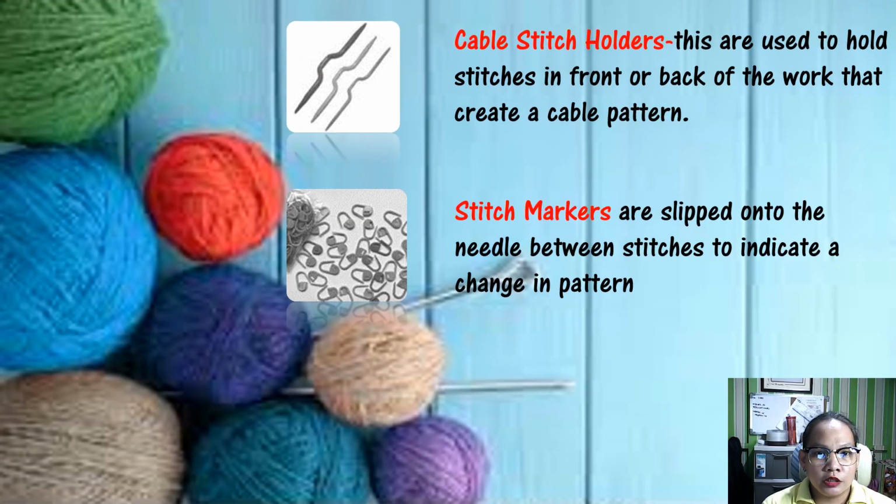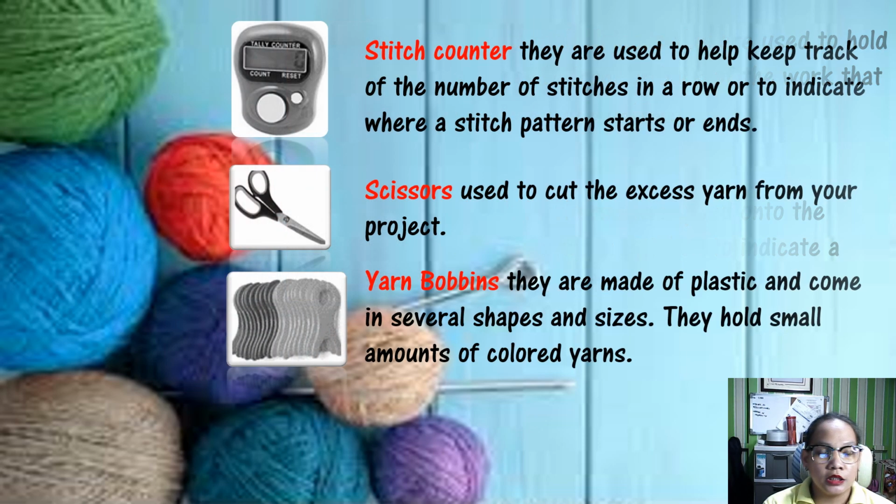Okay, next is cable stitch holders. So these are used to hold stitches in front or back of the work that create a cable pattern. And next is stitch marker. So you're going to use this and slip onto the middle between the stitches to indicate a change of pattern. So you can use this one as your guide also if you're going to change the color of your yarn. So there's a given guide in order for you to come up with different kinds of colors to work on your project.